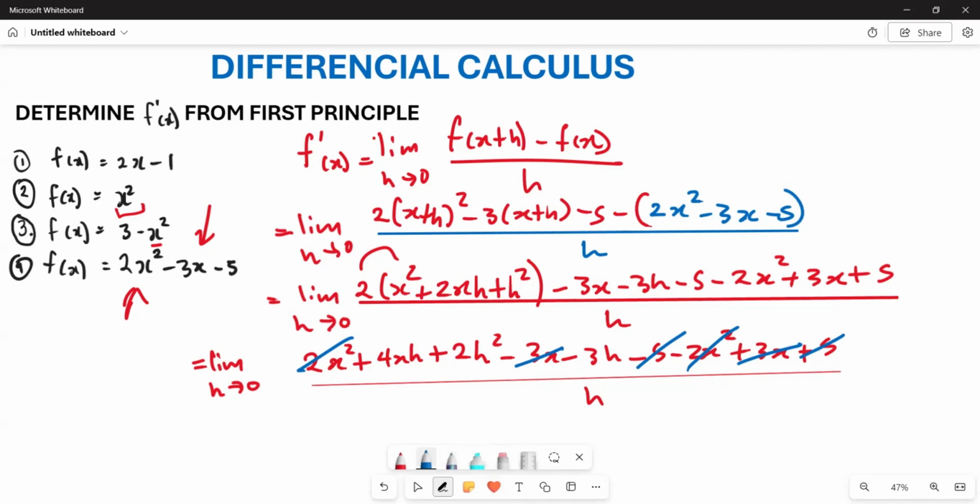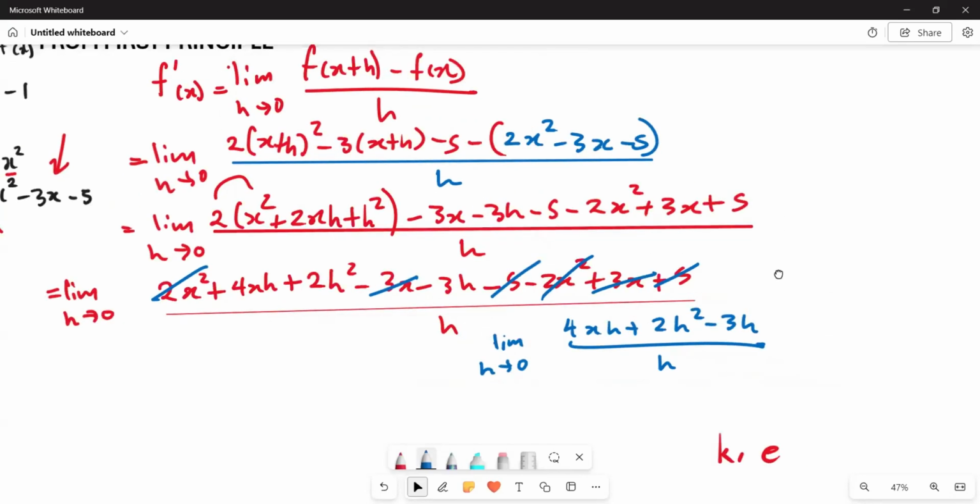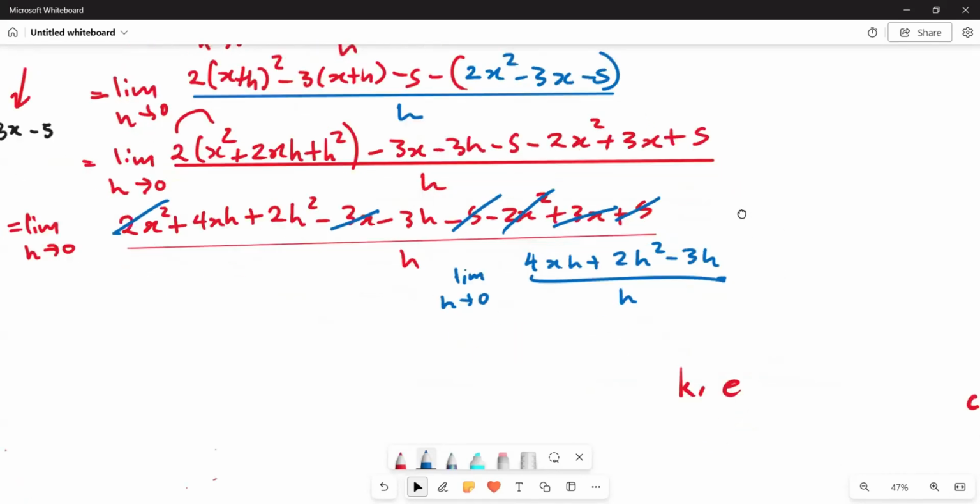Now let's see what you're left with here. You're only left with your 4. This is your limit. As h approaches 0, you're only left with your 4xh plus 2h squared subtract 3h, right? Over your h. Now, what are you going to do from here? Let's just make up our space here.